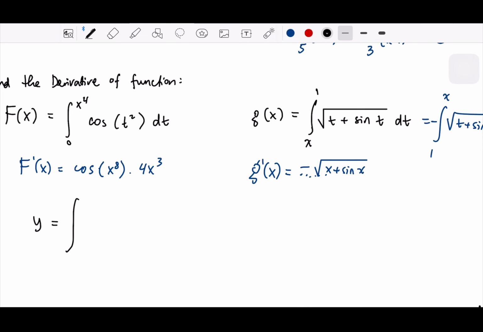For the second one, you see the variable down here. We need to switch the variable to here. That is the default form of the fundamental theorem. But the other typical problem is when we have a variable on both sides.